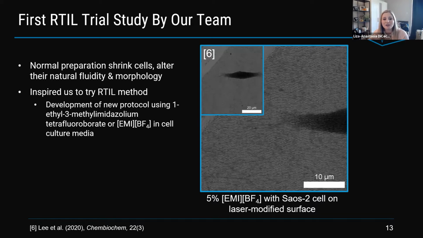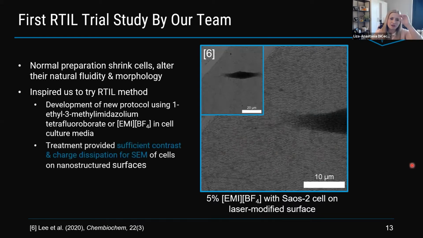He noted that in a lot of his preparation methods, when he was looking at these samples dehydrated and conventionally prepared, he always saw the cells aligned perpendicular to these laser modified surface topographies. But when he looked at them in the ionic liquid, they were aligned more in parallel with these modified surfaces. So it was a little interesting observation he had.